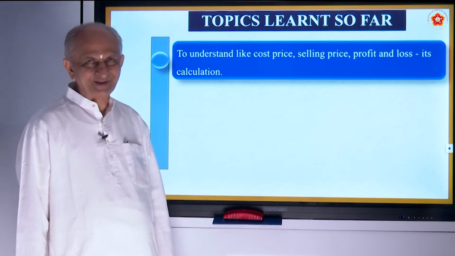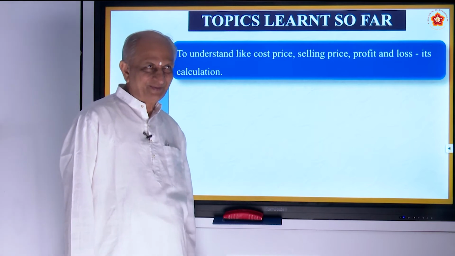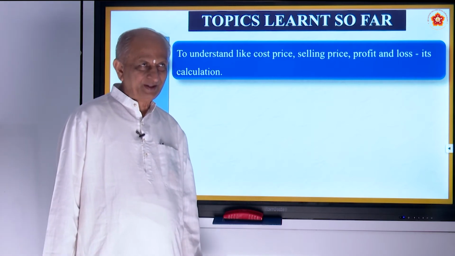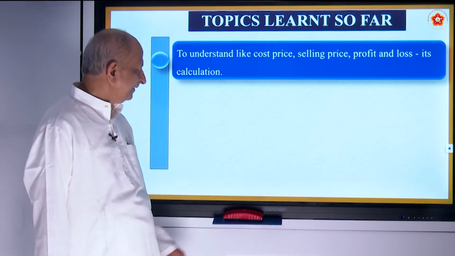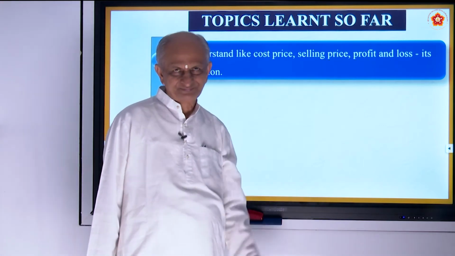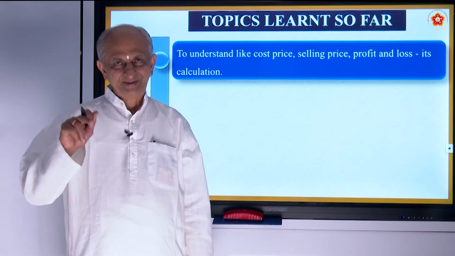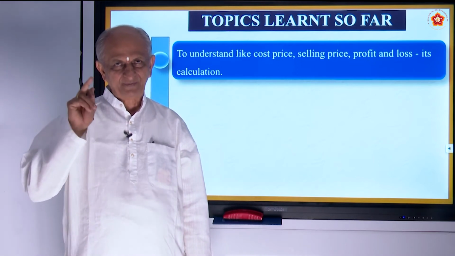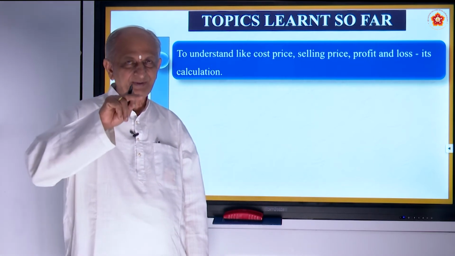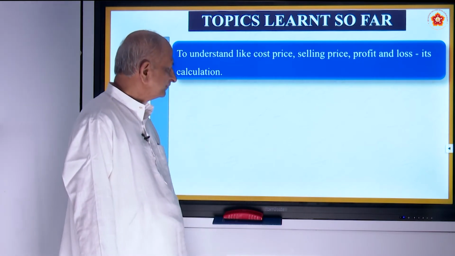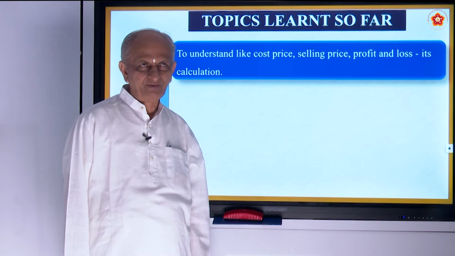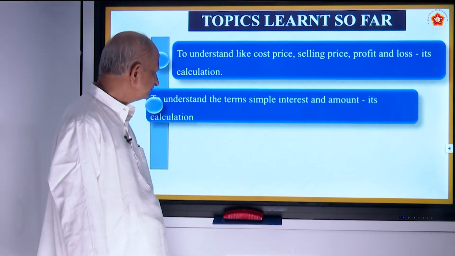Actually, it should not go more than 10%. But nowadays, people are very much crazy after profit. In the process, they get some loss also. If the selling price is more than cost price, that becomes profit. If cost price becomes more than selling price, then it becomes loss. Is it not? We have already worked out some problems on that.